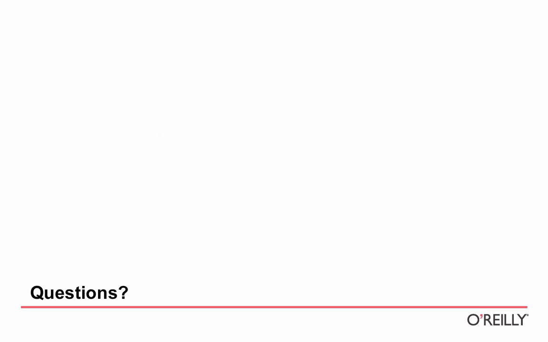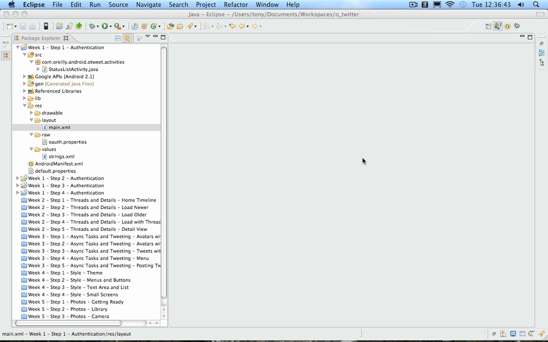We do have quite a few questions. One person asked, can you repeat where to put the keys for the Twitter developer? And I think they're talking about that raw OAuth properties file.